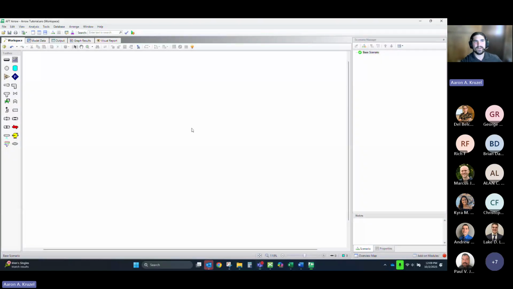All right. So this is AFT Arrow. It's a very useful software in power generation as well as any industrial piping situations. Very useful tool. So what does it do?